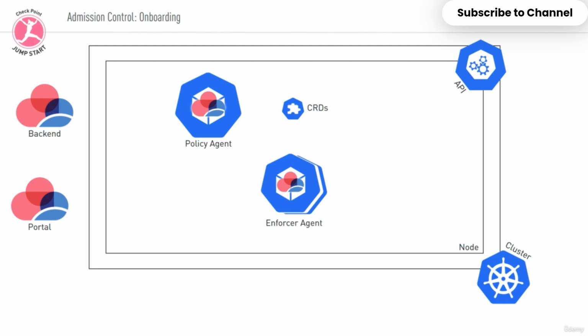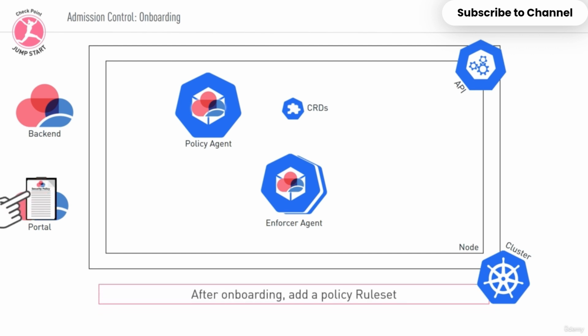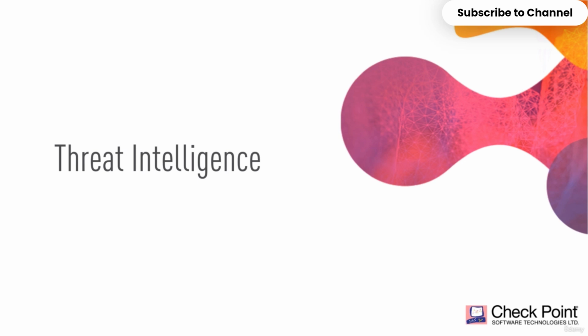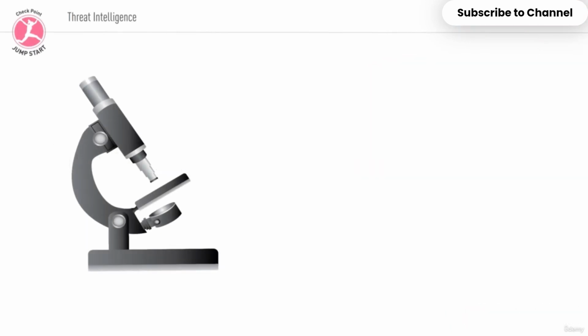Unlike the previously discussed components, for admission controller to function, it requires proactively adding a policy rule set. Later on, when we get to this part of the deployment, we'll look at how we can add such a rule set. An additional component we can enable during the deployment process is threat intelligence.